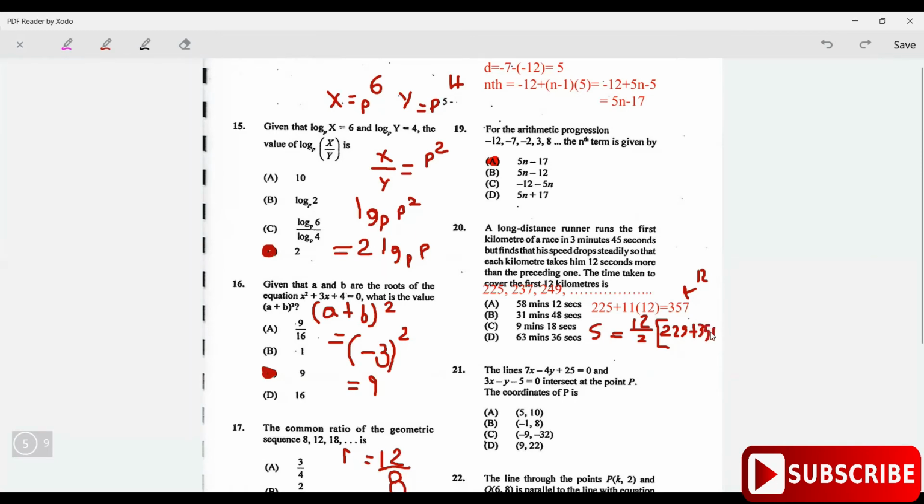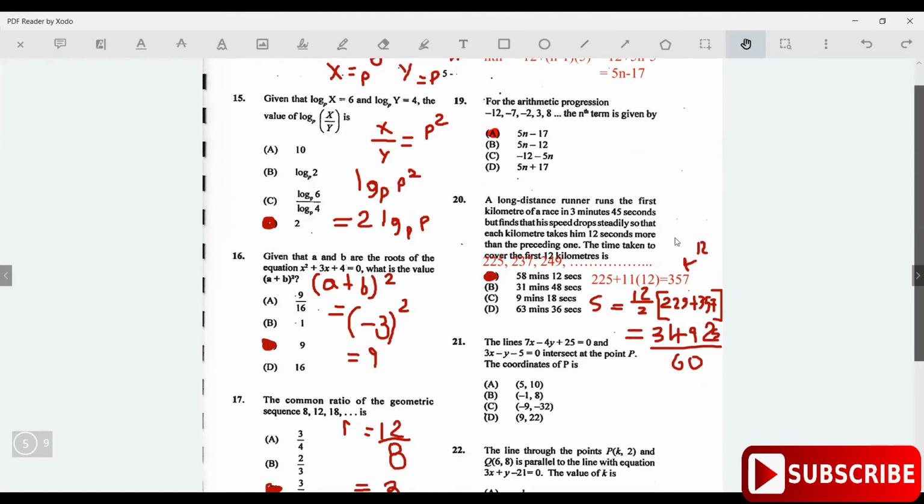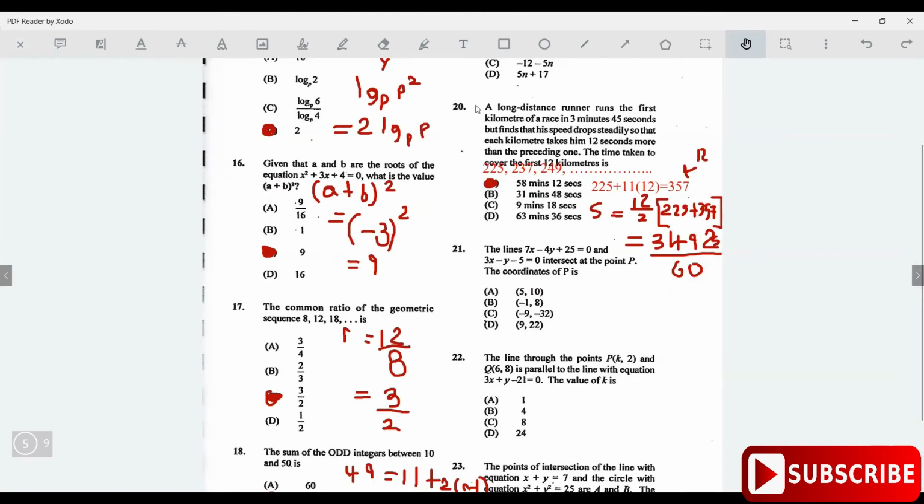Nice and easy. So you put all of this in the calculator and that will give you the time in seconds. 225 plus 357 multiplied by 6 is 3,492. But that is 3,492 seconds, and so you have to divide it by 60 to get it in minutes. Divide it by 60, you get 58 minutes and 12 seconds. Easy.